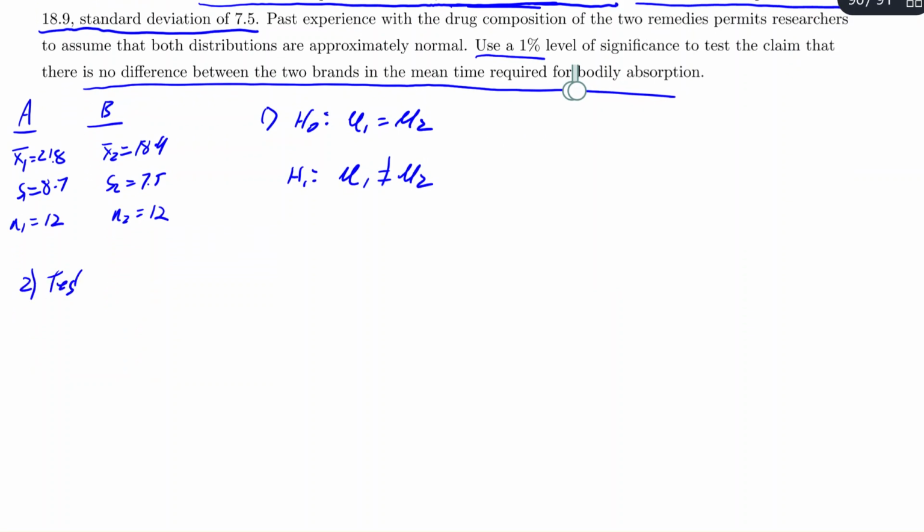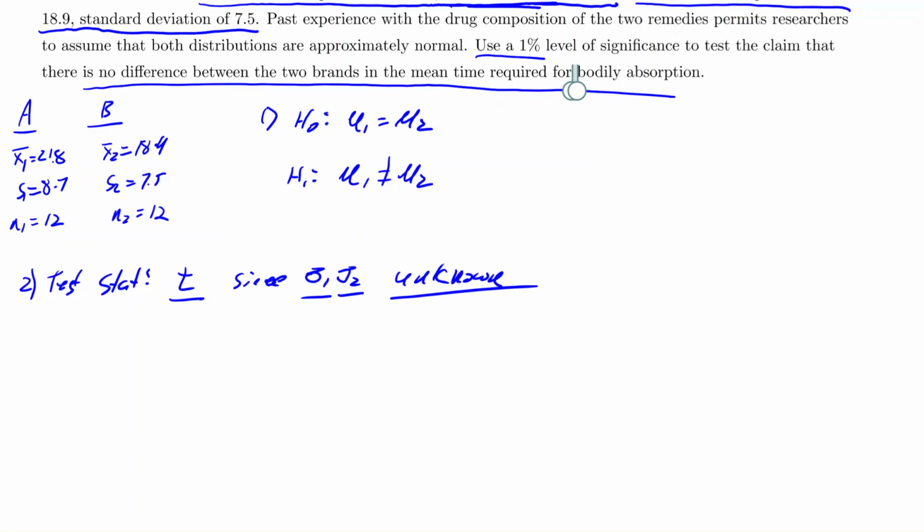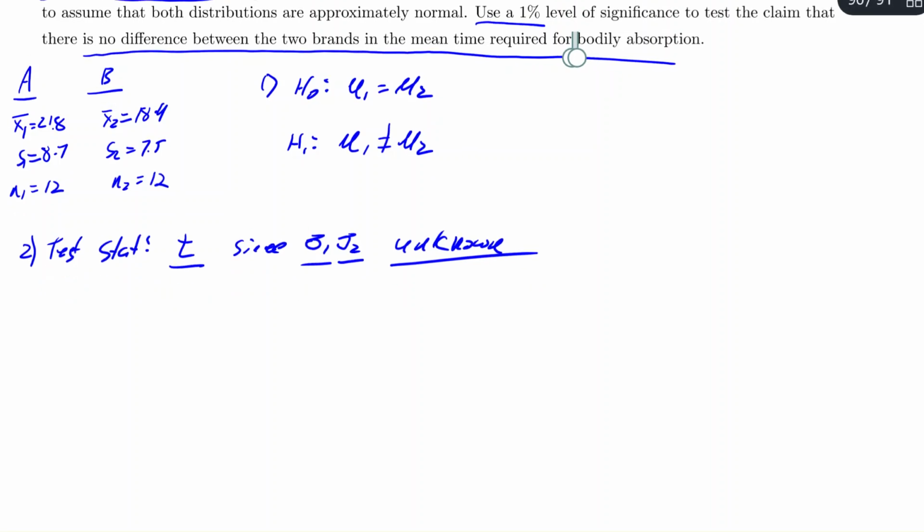Test stat. Again, this is very important which one we use. We use T, since population standard deviations are unknown. Sigma 1, sigma 2 are unknown. It's not given in the problem. So we use a sample standard deviation. So let's write the formula for T.